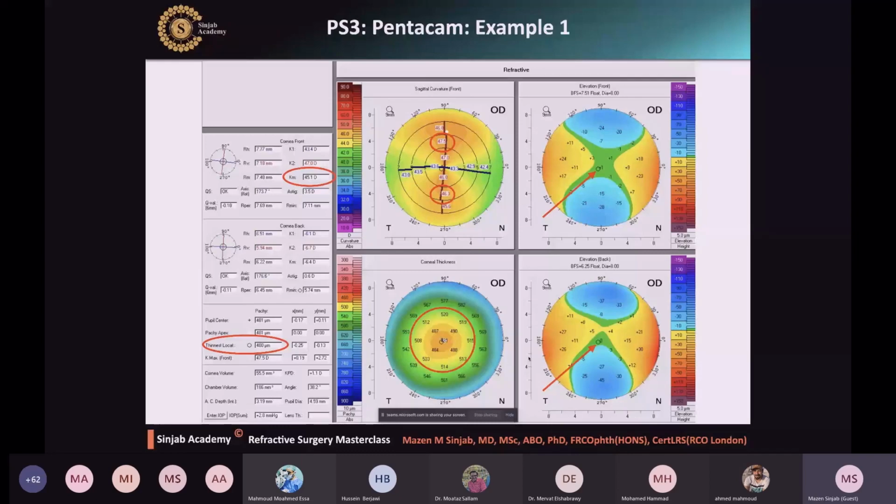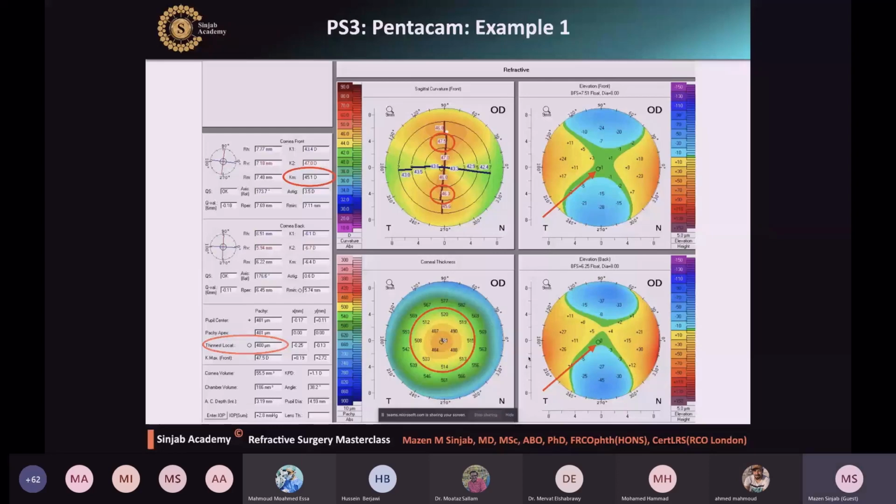We look at the thinnest location numbers, the elevation maps corresponding to the thinnest location, and we look at the pattern of the corneal thickness. Then we look at the thinnest location. The thinnest location is less than 500 microns. So this is a warning sign.